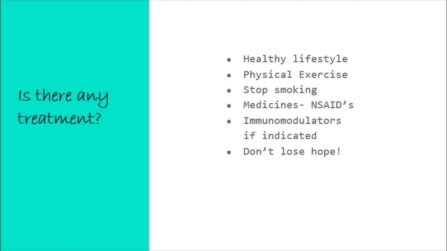For temporary relief, non-steroidal anti-inflammatory drugs or painkillers may be prescribed unless there are any contraindications to these. Drugs known as immunomodulators or disease-modifying drugs may be indicated depending on your condition. There are newer medicines available which can improve the outcome of AS. These should be discussed with your doctor. The most important thing, however, is to not lose hope. In 2020, there are a lot of treatment options and they can help change the course of the disease.